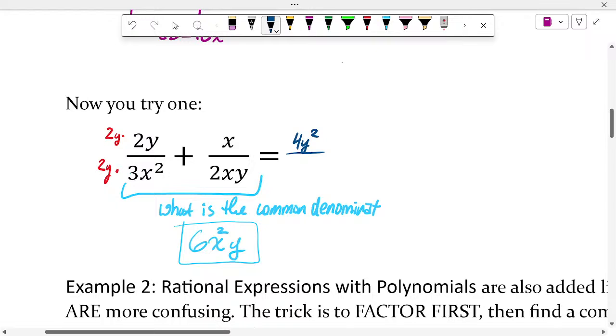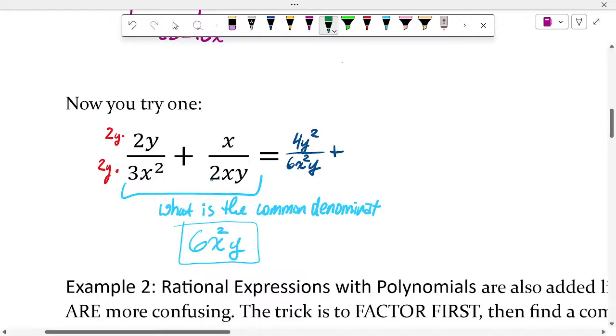2 times 3 is 6. X squared with no other x's will just be x squared. And y with nothing to change it will be y. But of course we knew that because we're intentionally making the denominator 6x squared y, right? Okay, now we're going to add.